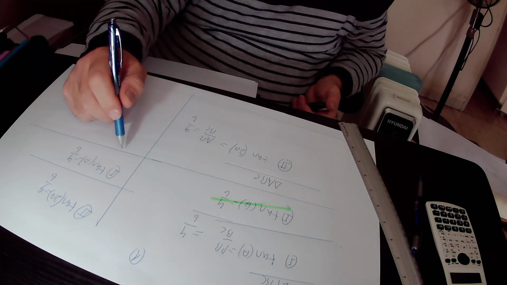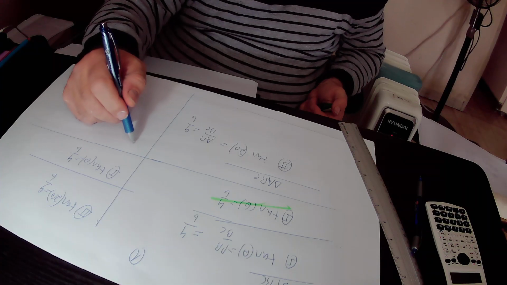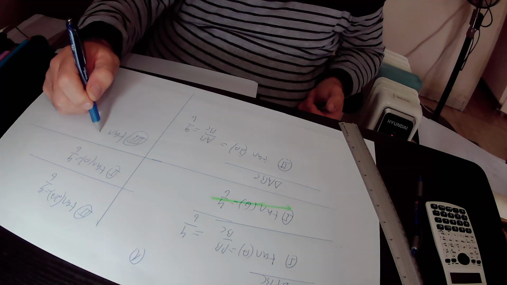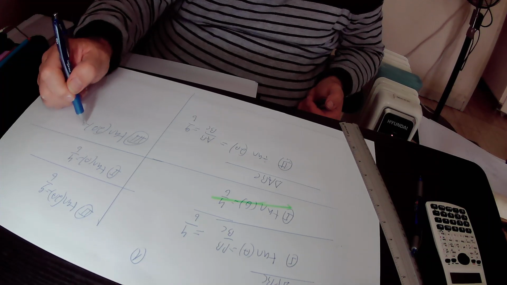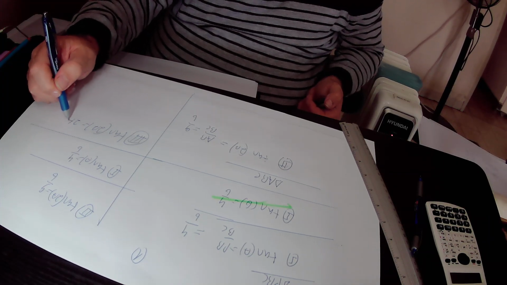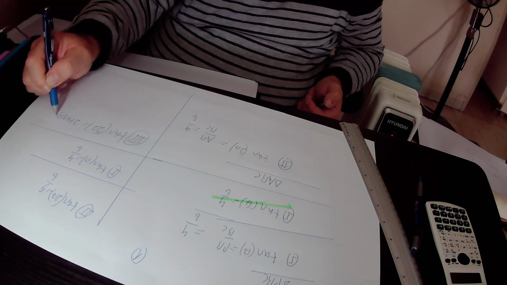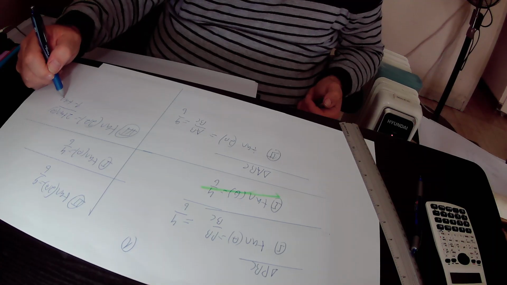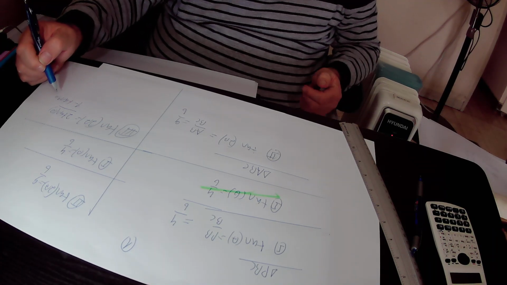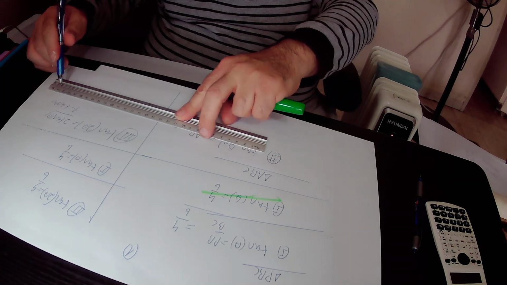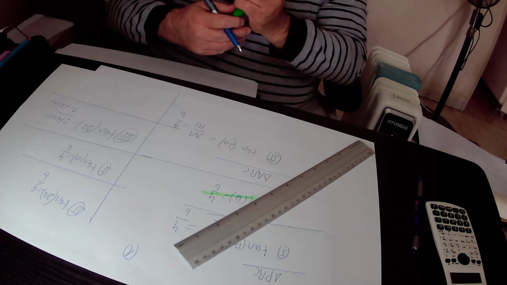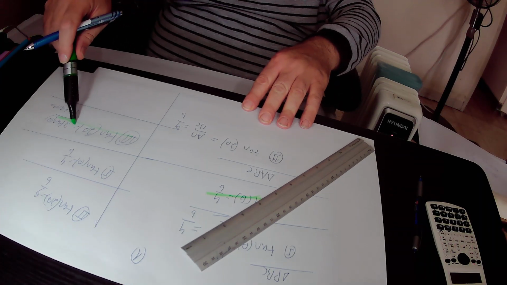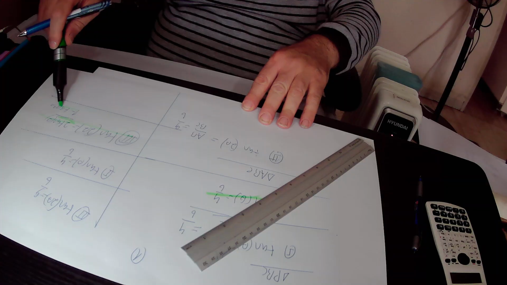We have the trigonometric identity. It states that tangent 2 theta equals 2 times tangent theta over 1 minus tangent square theta. And again, we have the trigonometric identity that says that tangent 2 theta equals 2 tangent theta over 1 minus tangent square theta.